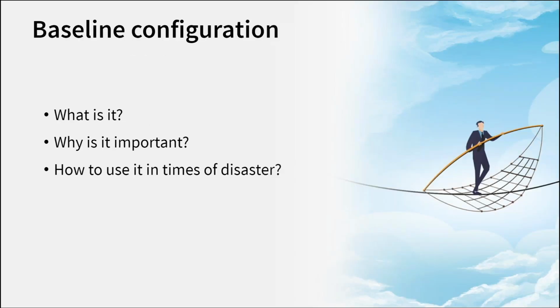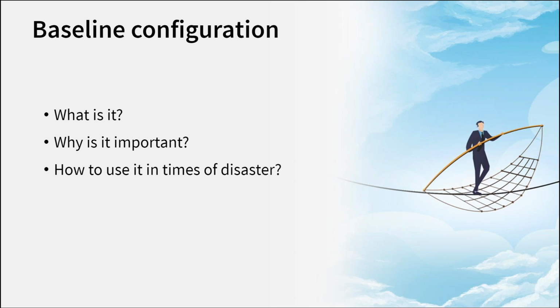So let's look into baseline configuration first. Baseline configuration is the best working version of configuration or the most stable version of configuration of that particular device when it was at its optimum performance. So it's really useful in times of a network disaster. All you have to do is select the baseline version and upload it to the device, and it will instantly recover from a network disaster.